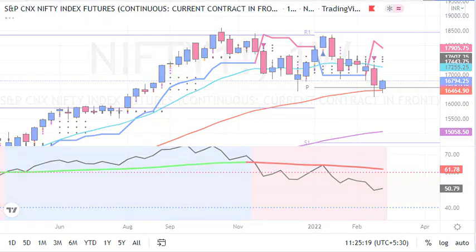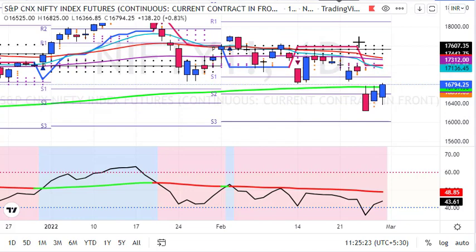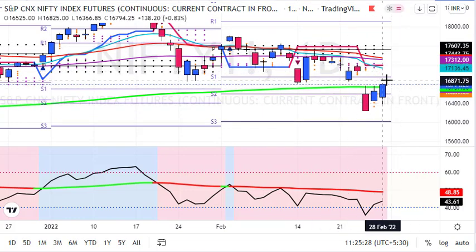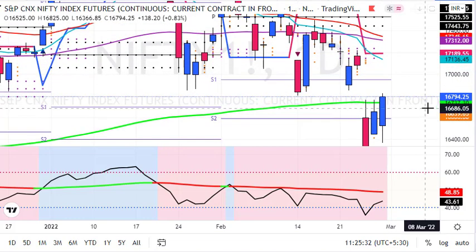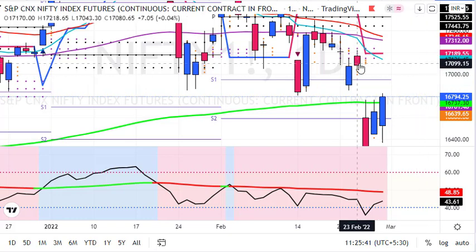Now let us see the daily chart. On the daily chart, we can see the market is hovering around its 200 day average, and we successfully closed just above it. The 200 day average is around 16,700, and we closed around 16,794. So there is a possibility of a sharp recovery, a short covering rally, or let us say a bounce back, and it might go towards 17,300.